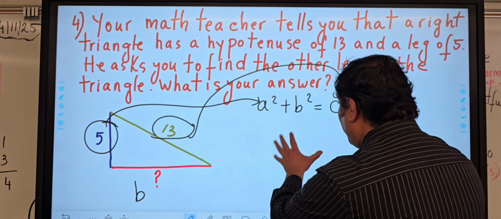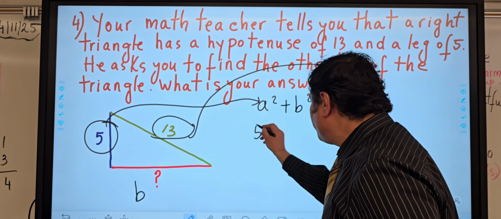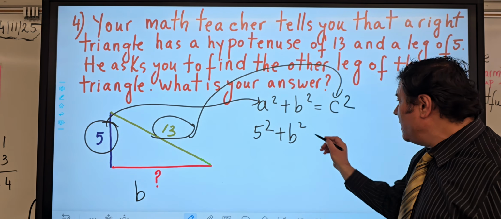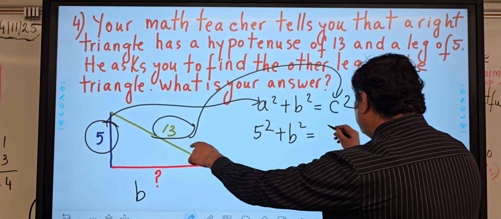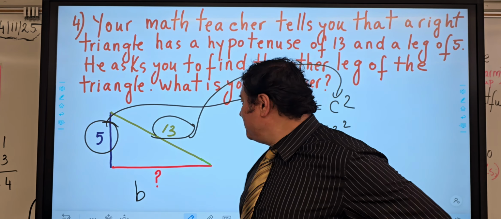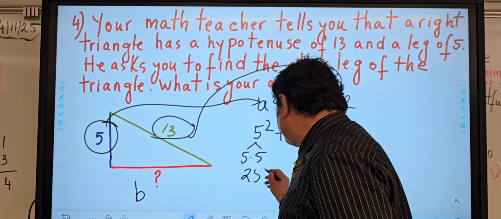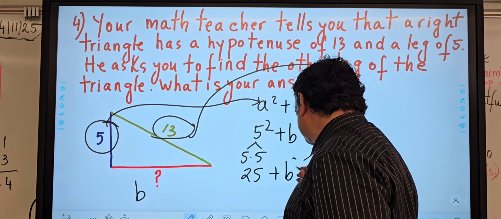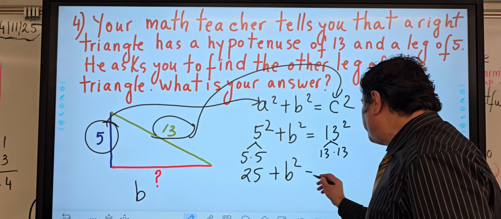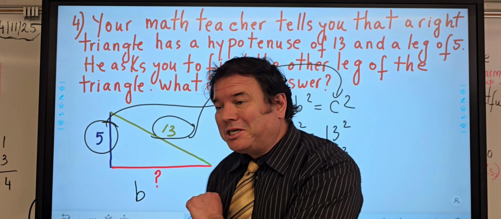b is going to stay in the equation for now. So instead of a squared, we plug in 5 squared plus b squared, because we need to find that, equals c squared, but c is 13 squared. Now let's get to work. 5 squared means 5 times 5, which is 25, plus b squared. 13 squared means 13 times 13. And in the previous video, we know that 13 times 13 becomes 169.